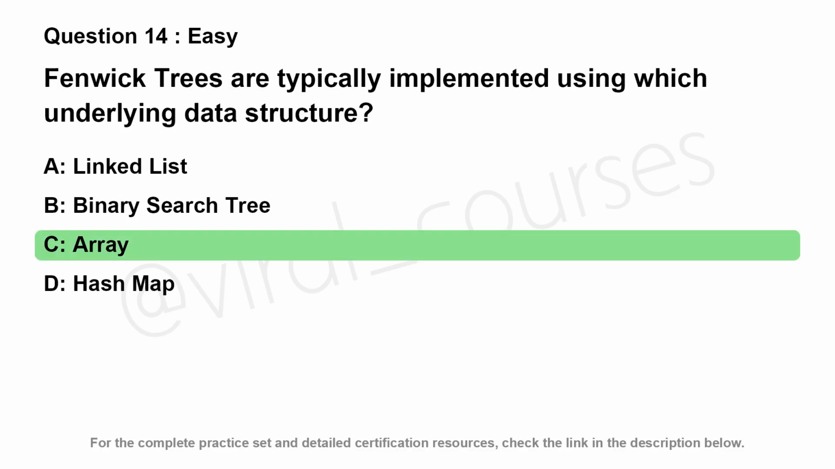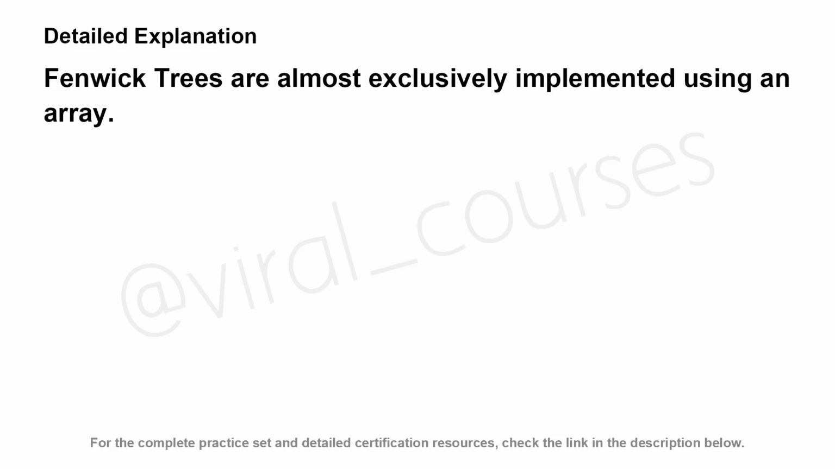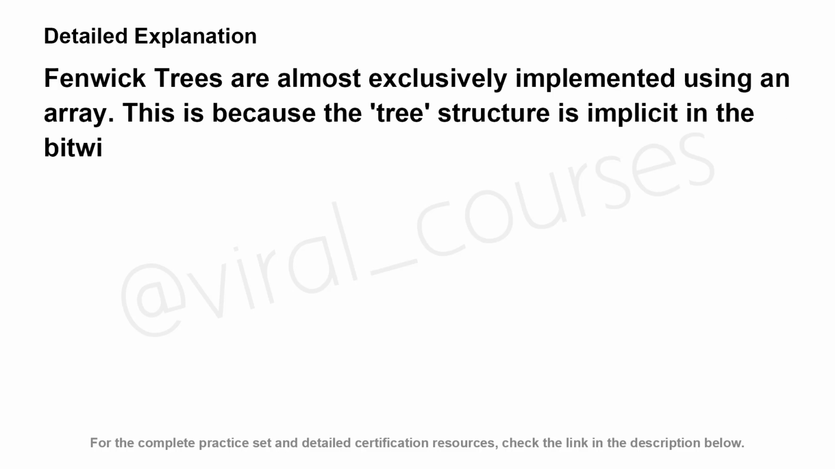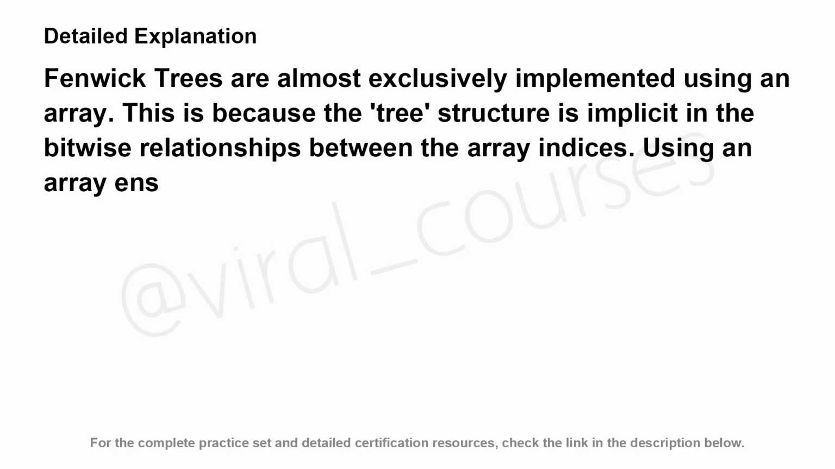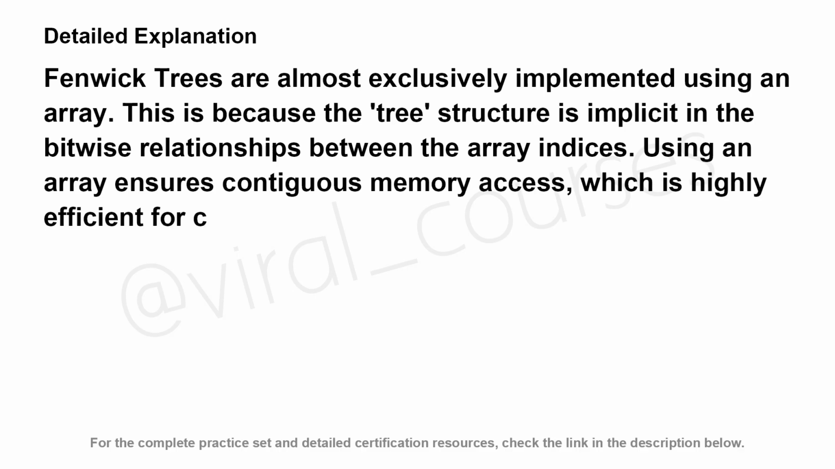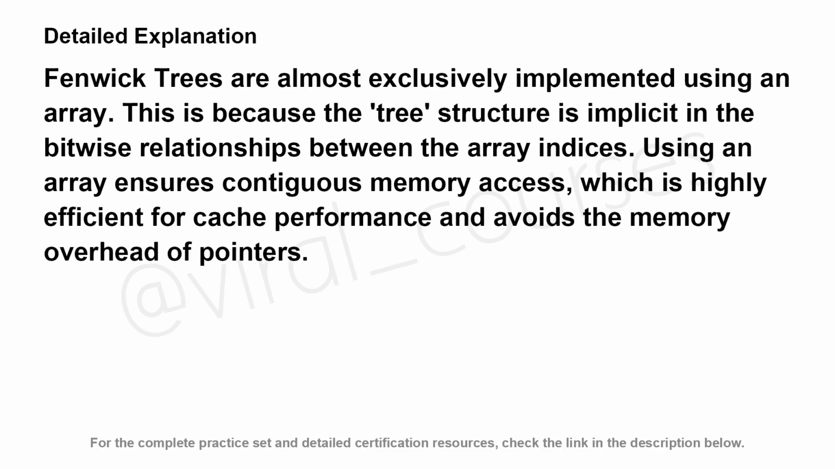The correct answer is C. Fenwick trees are almost exclusively implemented using an array. This is because the tree structure is implicit in the bitwise relationships between the array indices. Using an array ensures contiguous memory access, which is highly efficient for cache performance and avoids the memory overhead of pointers.